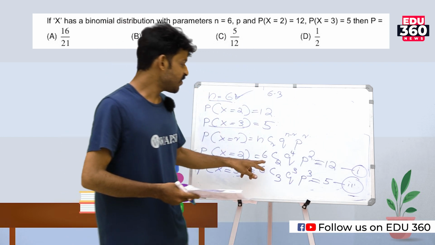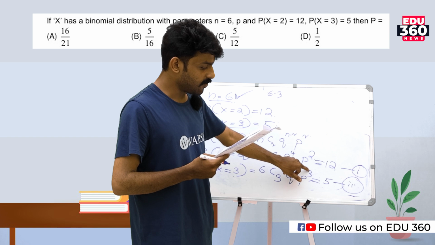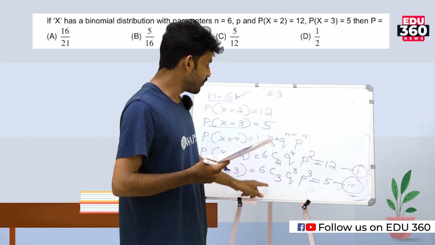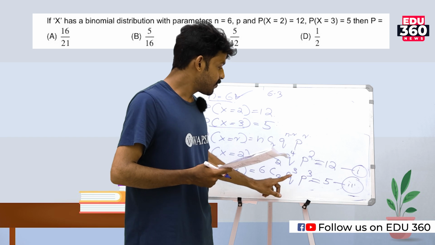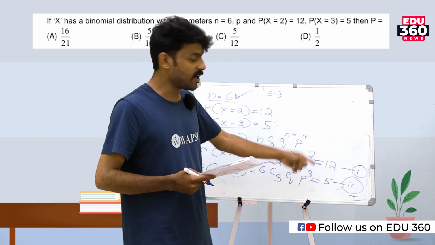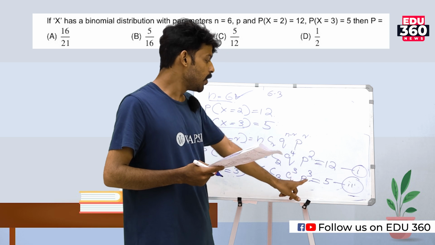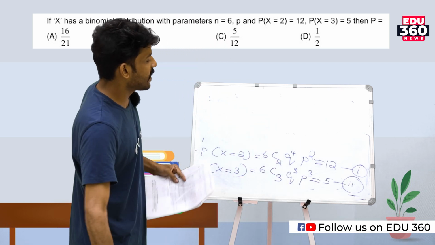So equation 1 is 6C2 into q raised to 4 into p square is equal to 12. And the second equation is 6C3 into q cube. How do we get q cube? That is n minus r, 6 minus 3. So we get q cube into p cube, and that value is already given, that is 5. So the first and second equations are here.